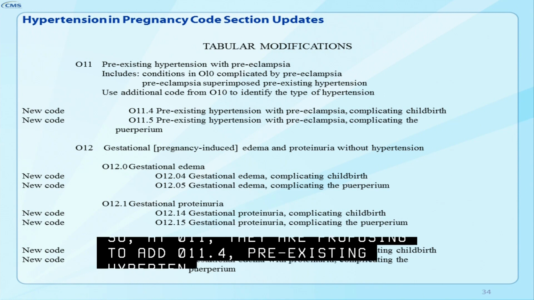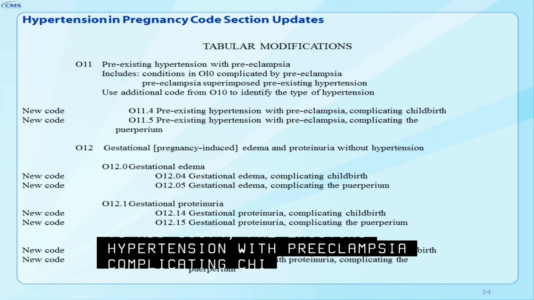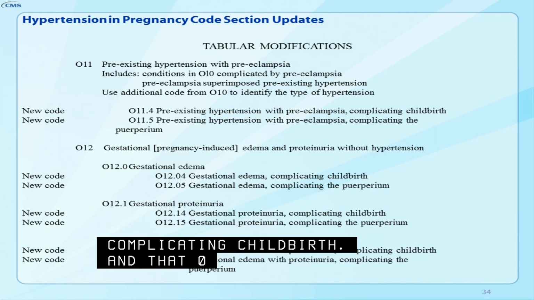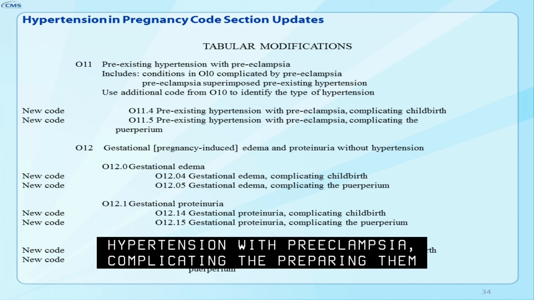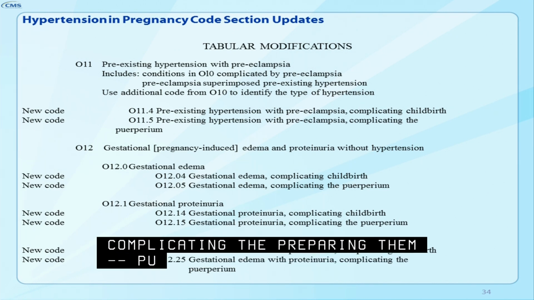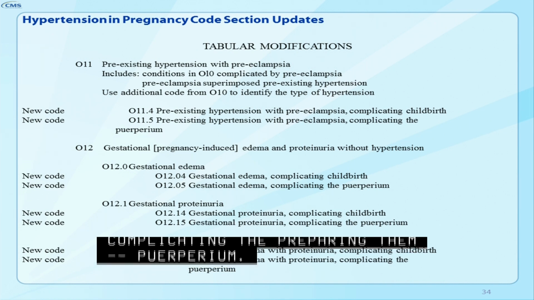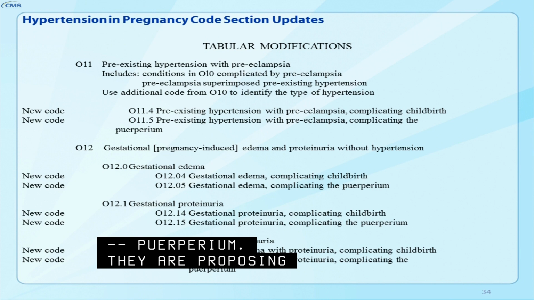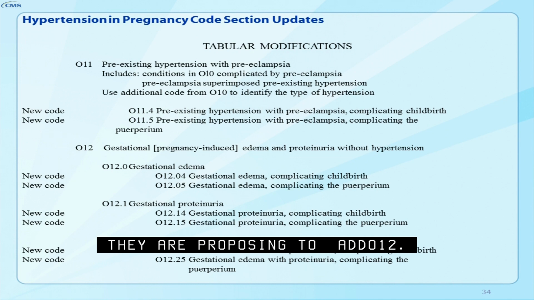And at O11.5, pre-existing hypertension with preeclampsia complicating the puerperium. At O12, gestational edema, they are proposing to add O12.04, gestational edema complicating childbirth, and at O12.05, gestational edema complicating the puerperium.